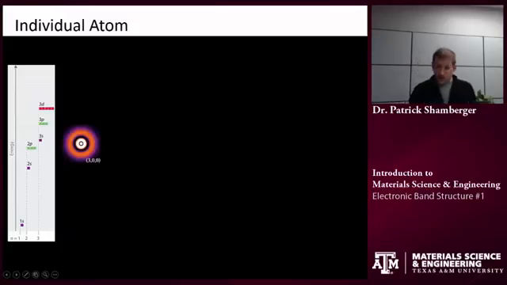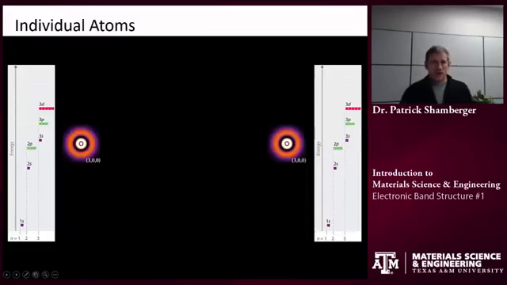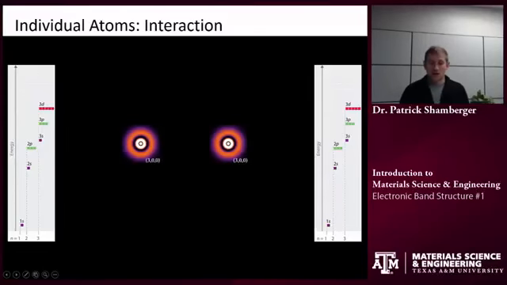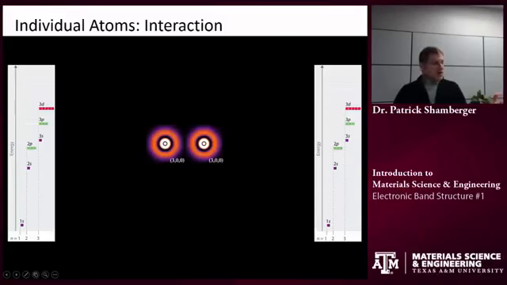What happens when we start interacting atoms together? If two atoms are very far apart, they're not going to see each other, and their energy levels are relatively unperturbed. We can consider each atom to be its own thing, existing in the middle of a vacuum, not interacting with anything around it. As those atoms get closer and closer, these electron wave functions, because that's what orbitals are, start to overlap.